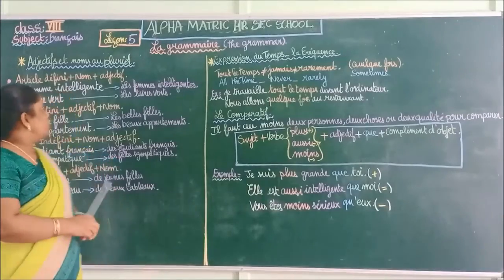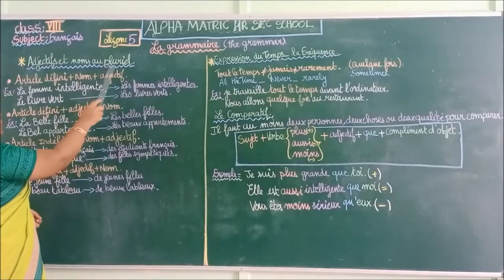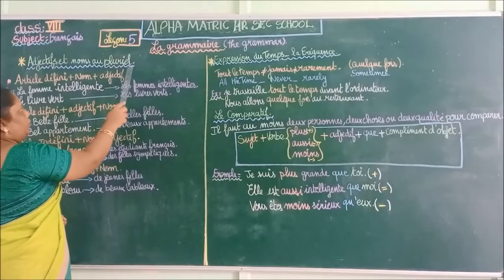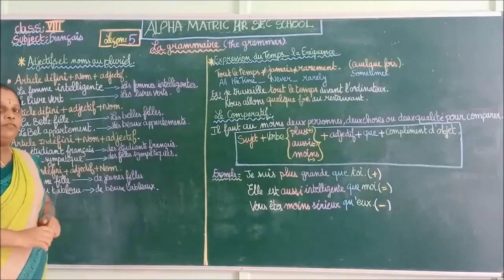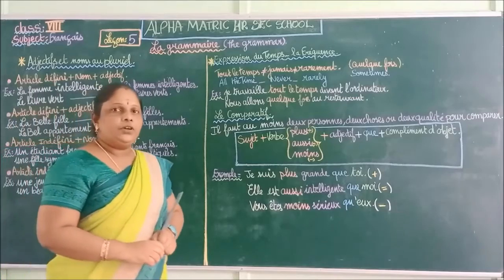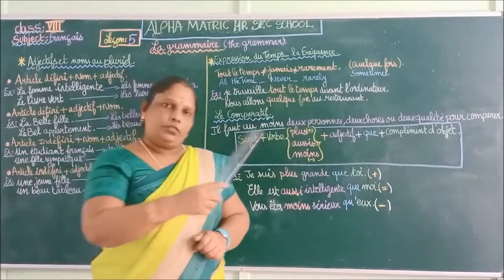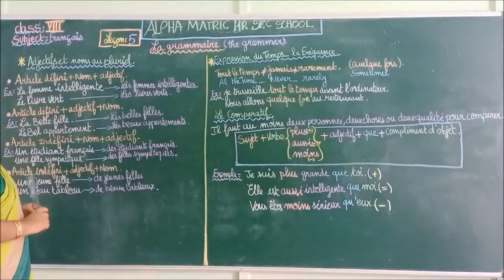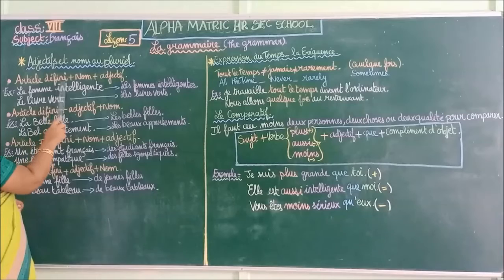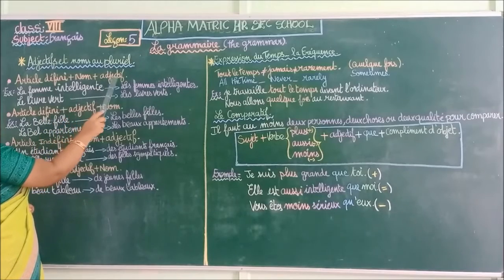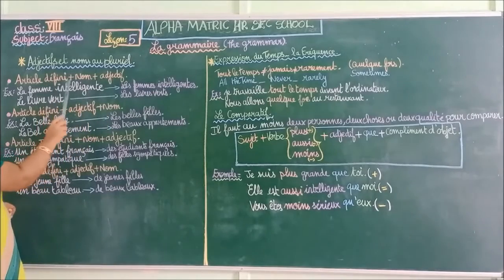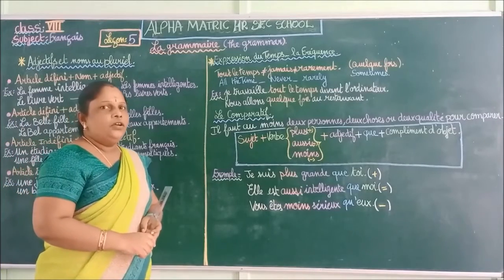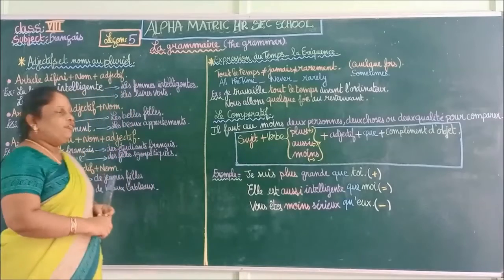Adjectif, nom au pluriel. So ici vous avez, you have adjective and noun in plural. So we are going to see the placement of the adjective and how to change it into plural form. Okay, so here are some examples. First step, article défini plus nom plus adjective. So what is article défini? Le, la, les and l'apostrophe. So these are articles définis.